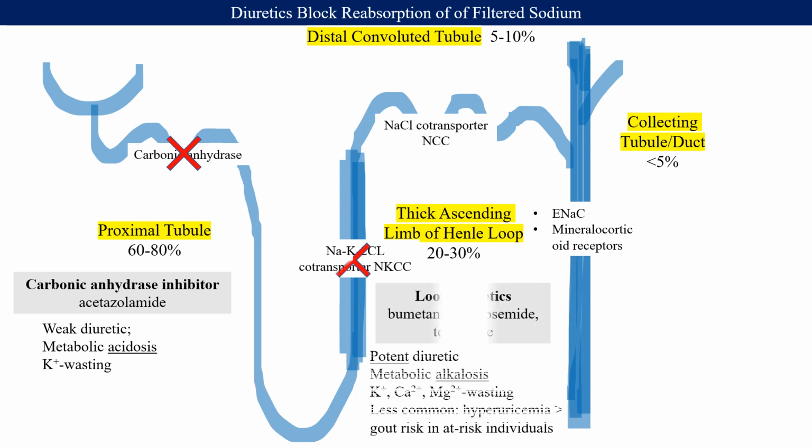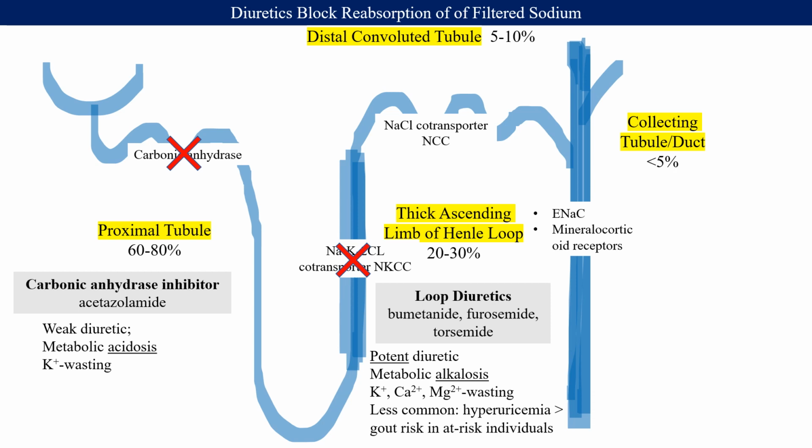At the thick ascending limb of Henle loop, we have loop diuretics such as furosemide and bumetanide that block NKCC. These are potent diuretics and can induce high sodium loss. Loop diuretics can cause metabolic alkalosis, hypokalemia, hypocalcemia, and hypomagnesemia.